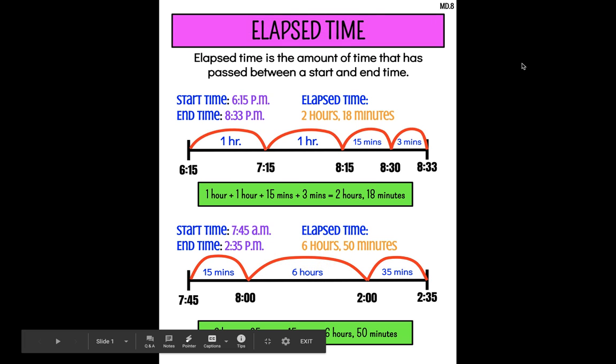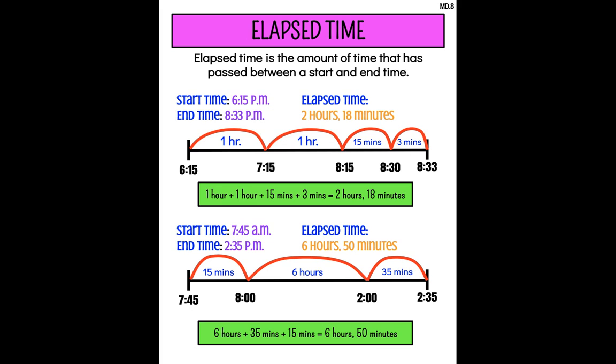I just want to go ahead and talk to you a little bit about elapsed time. If you remember from third grade, we already did this standard, but in third grade, you only had to do within the same hour. So the difference with fourth grade is you will go over different hours. So remember, elapsed time is the amount of time that has passed between a start and an end time. So you have a start and an end time, and you find how long you did that.